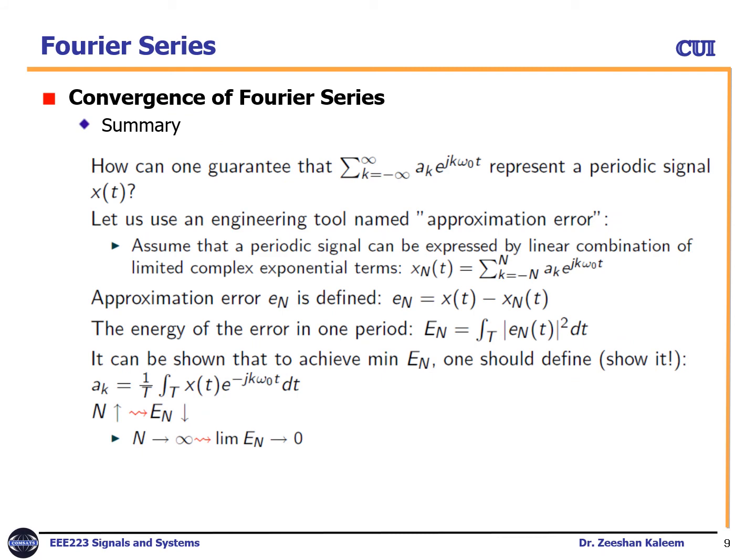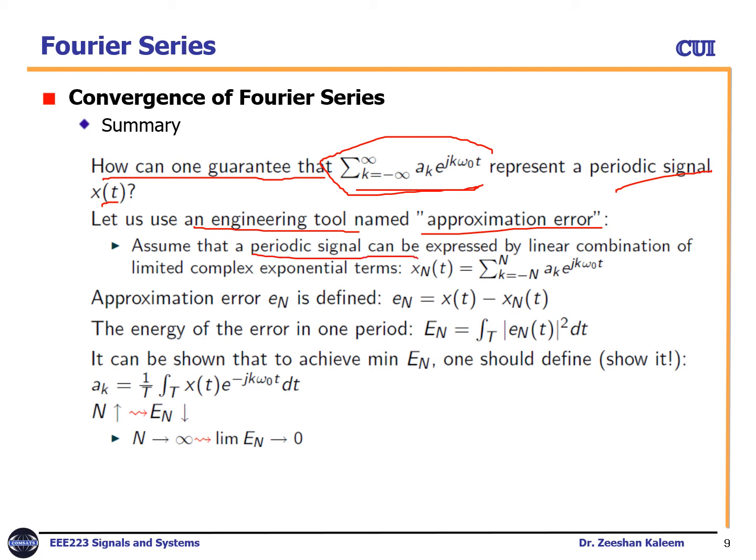Now let's discuss the summary and how to find the error energy, as we discussed earlier. How can one guarantee that the Fourier series represents a periodic signal x(t)? Let us use an engineering tool named approximation error. If you have very minimum error as compared to the original signal, it means that you have correctly represented the signal, right?